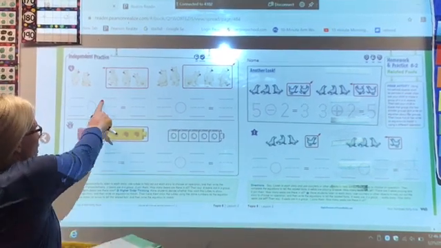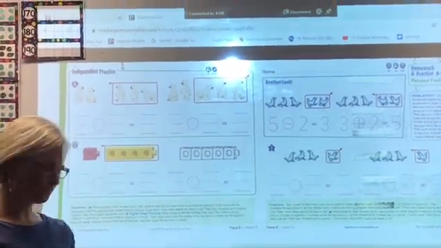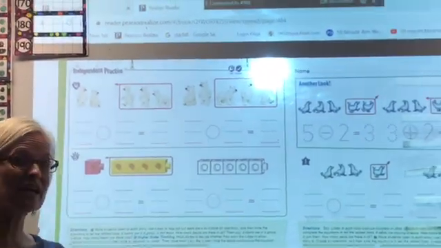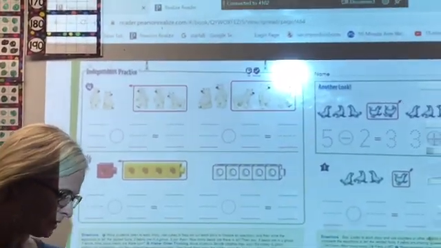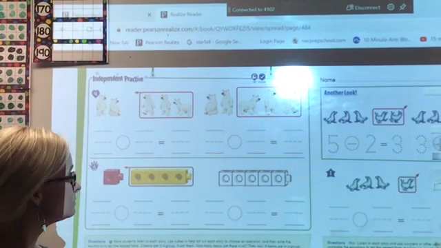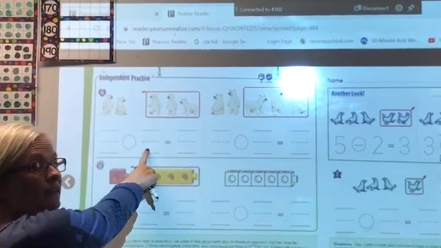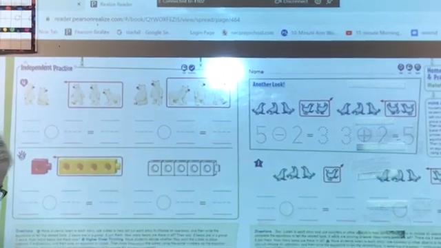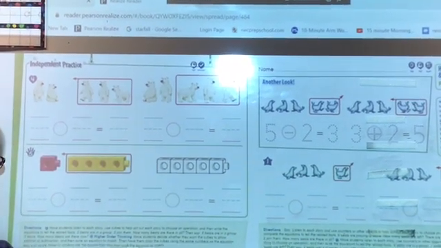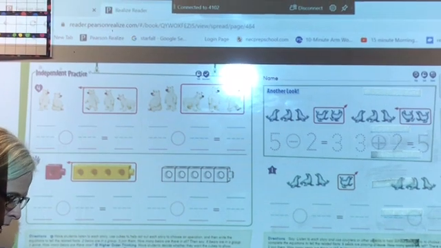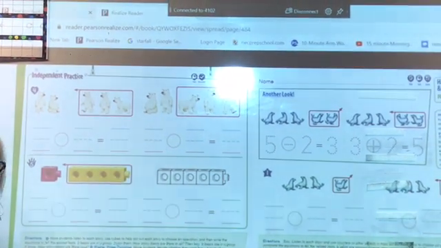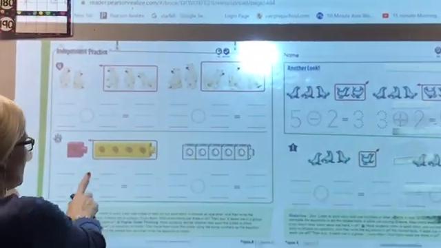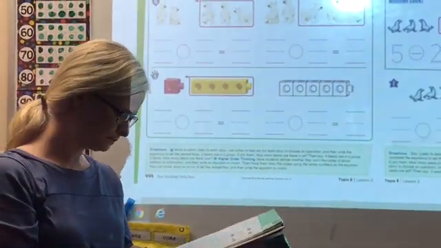All right, this first part, 2 bears are in a group. 3 join them. How many bears are there in all? That's for this one. And then write the equation. For the second part, 5 bears are in a group. 3 bears leave. How many bears are there now? And write the equation.